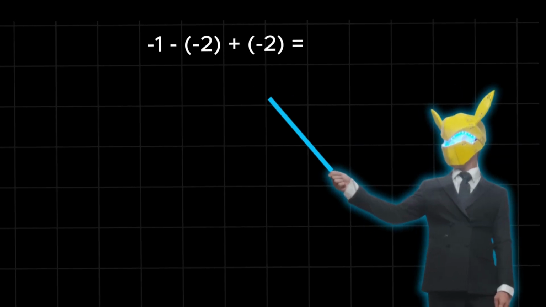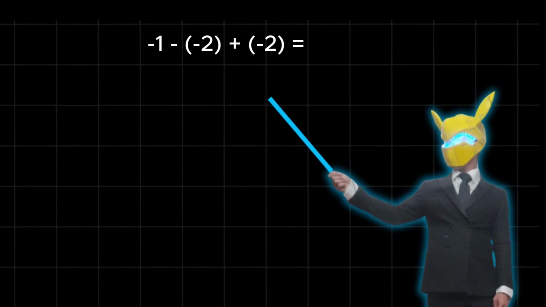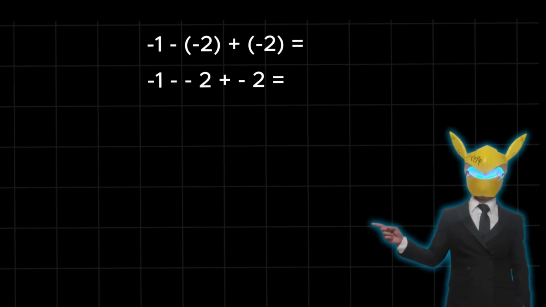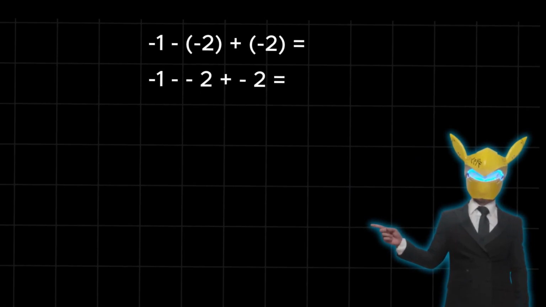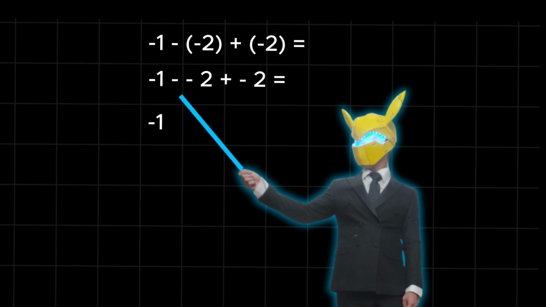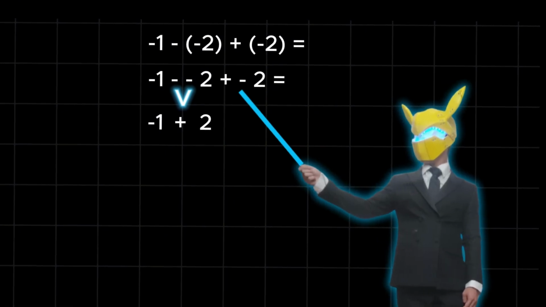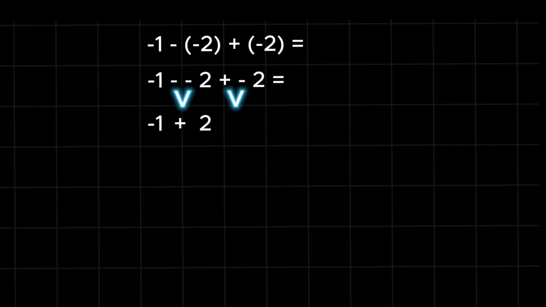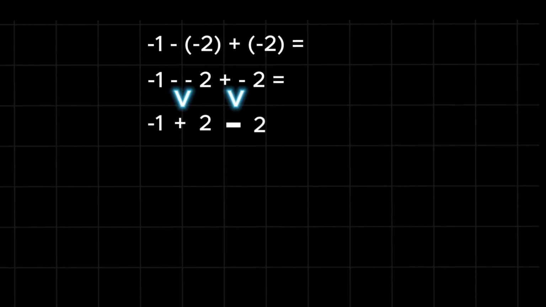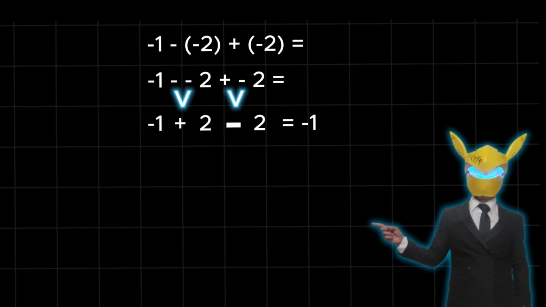Minus 1 minus 2 in brackets plus minus 2 in brackets. So let's simplify this to the next line. Minus 1 minus 2 plus minus 2. Minus 1, and we have a minus and a minus next to each other, so that gives us a plus 2. Plus and minus next to each other gives us a minus, and a 2. So minus 1 plus 2 minus 2 equals minus 1.